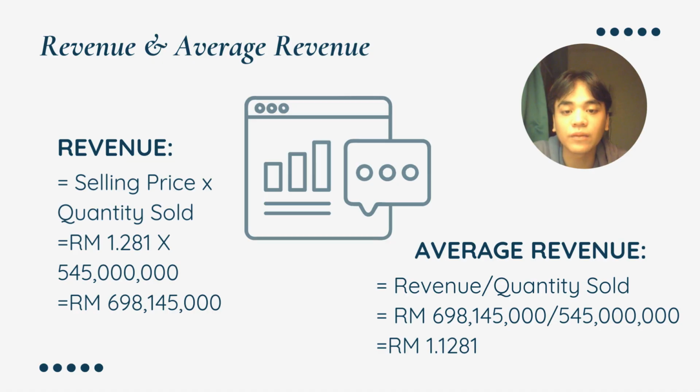Next, we calculate the average revenue. Average revenue is obtained by dividing total revenue by the quantity sold. So, 698,145,000 ringgit divided by 545 million units gives an average revenue of 1 ringgit 281 cent per unit. This shows that the average revenue is equal to the selling price per unit, which helps us understand our revenue performance per unit sold.